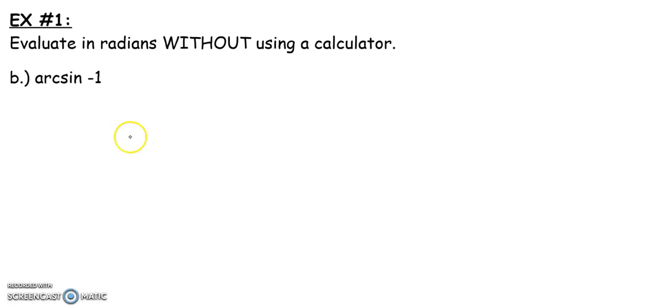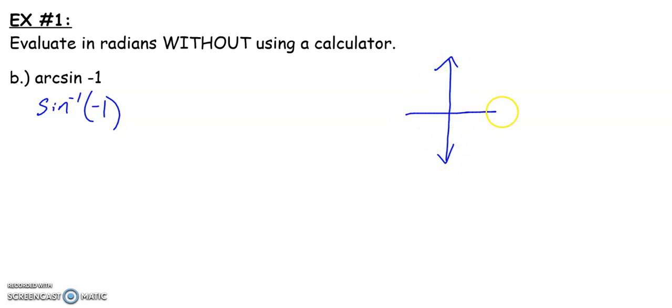Let's do the arcsine of -1. This is saying the same thing as the last one did. So on my unit circle in quadrants 4 and 1, where is the y value -1? Well, that's that point right there. So x is 0, y is -1. What does that radian measure when I come all the way down to there? Negative pi over 2. Boom.